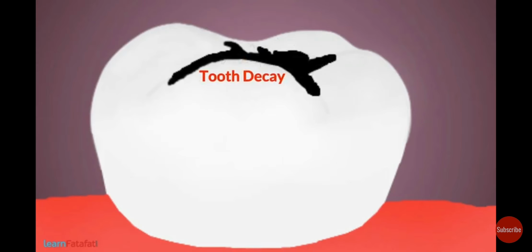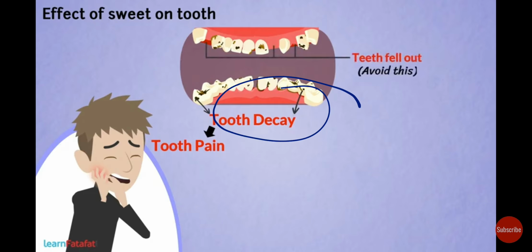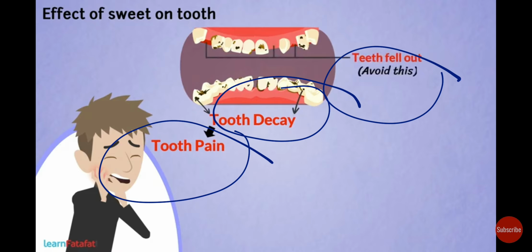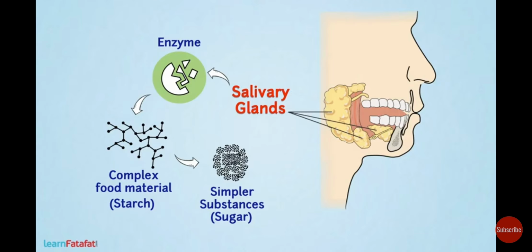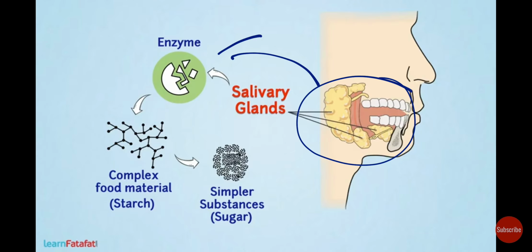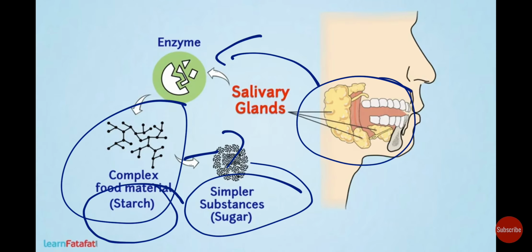So if you don't brush your teeth regularly, you will have tooth decay. Tooth decay can cause tooth pain or toothache, and even severe tooth decay can cause the teeth to fall out. So to avoid tooth decay, you should brush or wash your mouth twice a day. The next is the salivary gland. The salivary gland secretes saliva, which is an enzyme which converts the complex food material starch into its simpler form so that our body can digest it easily. The starch is converted into sugar.